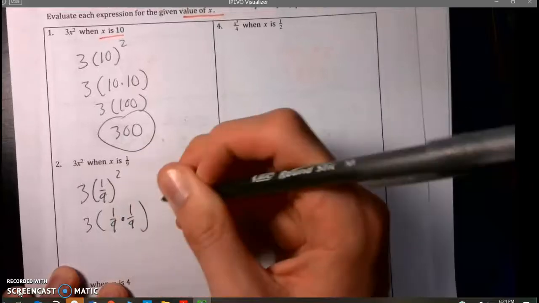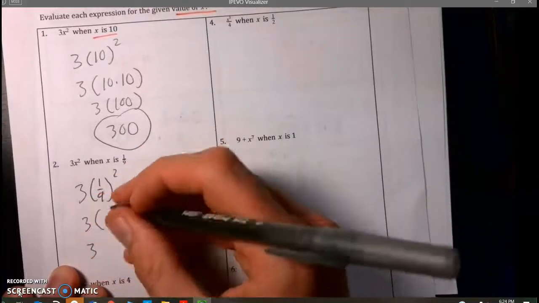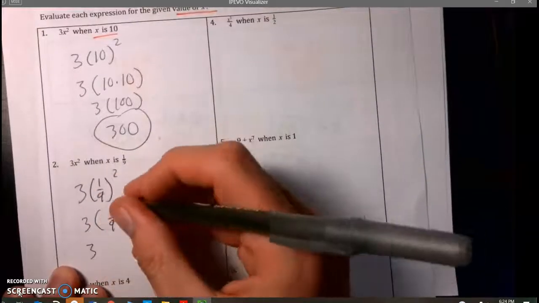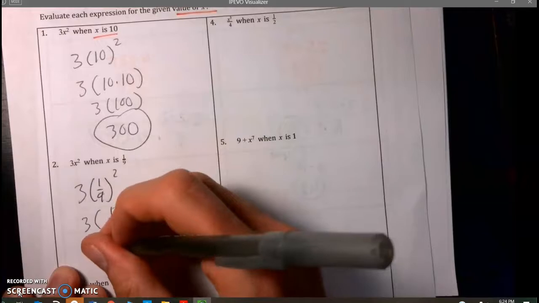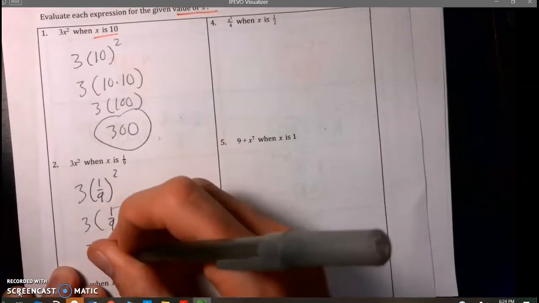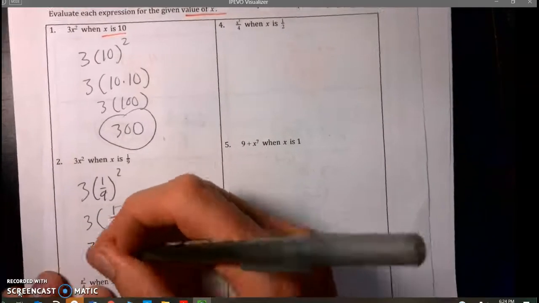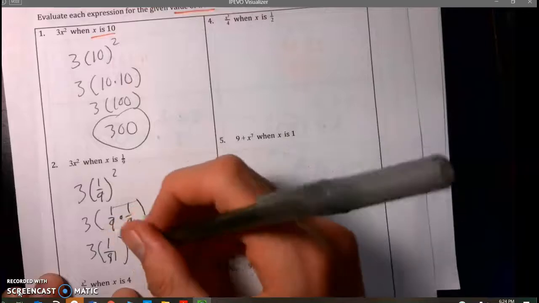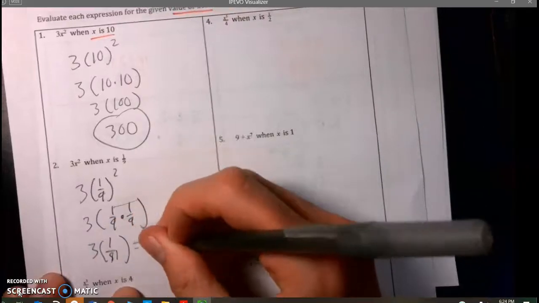That would be 1/9 times itself 2 times, which would be 1/9 times 1/9. Multiply the numerators, I get 1. Multiply my denominators, I get 81. So this would be 3 times 1/81. That would be 3 over 81.